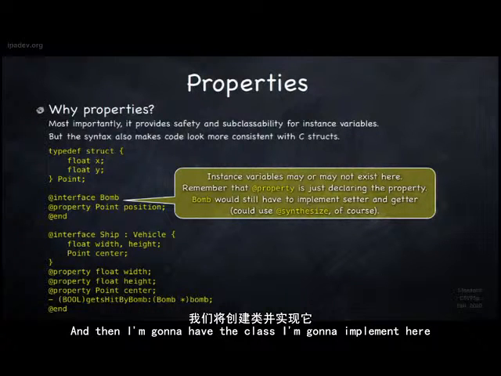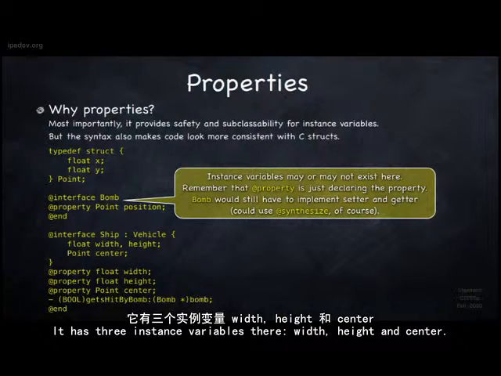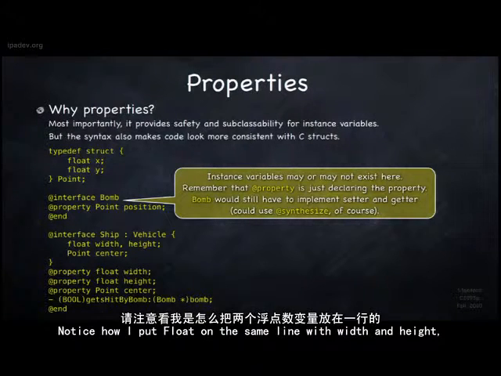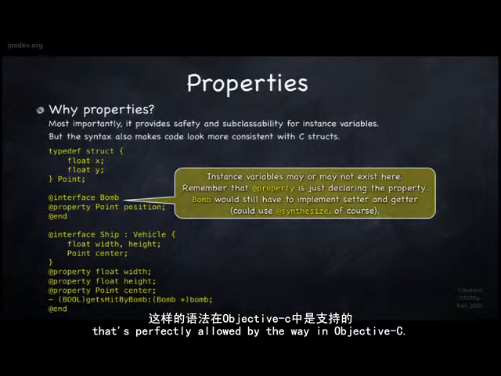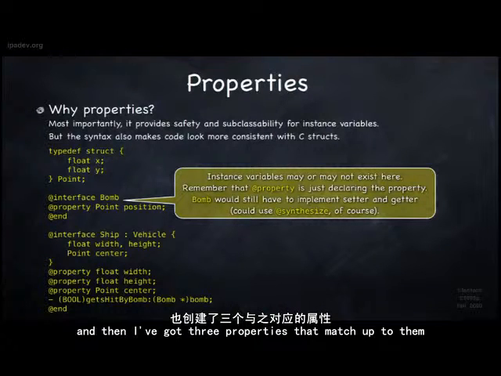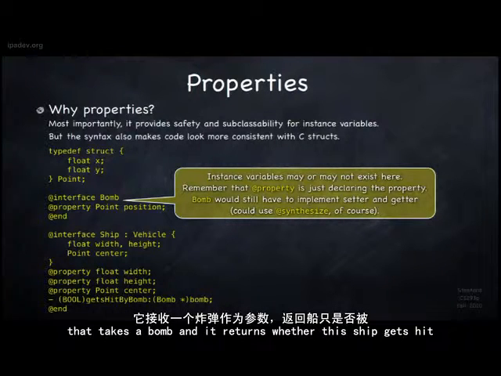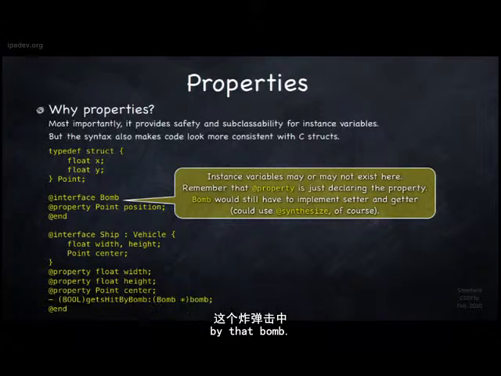And then I'm going to have the class I'm going to implement here called ship. It has 3 instance variables there, width, height, and center. Notice how I put float on the same line, width and height. That's perfectly allowed, by the way, in Objective-C. So I've got 3 instance variables, and then I've got 3 properties that match up to them. And then I've got this method gets hit by bomb, which takes a bomb and returns whether this ship gets hit by that bomb.